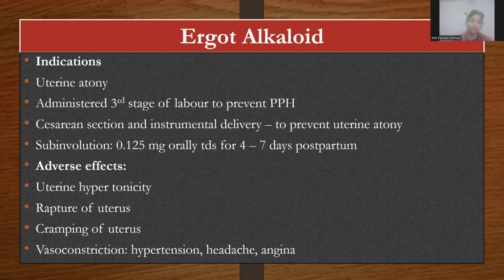Now, the adverse effects of ergometrine, like uterine hypertonicity. We know it has a uterine contraction property, that's why it may cause uterine hypertonicity, rupture of the uterus, and cramping of the uterus. It also has vasoconstrictor property and may raise the blood pressure.